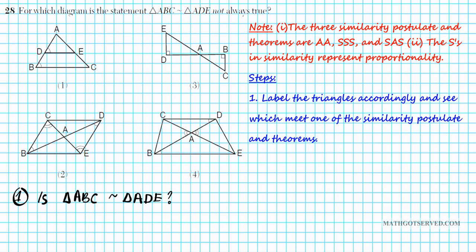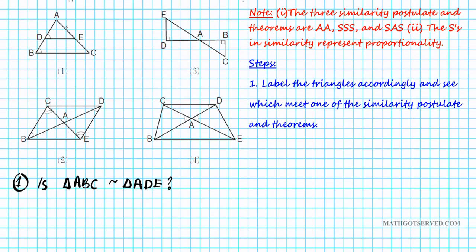All right, so this is pretty straightforward. A, B, C, and ADE, are they similar? That's the question. Well, we know that these two angles are congruent, so we know that angle ABC is congruent to angle ADE. That's a given.